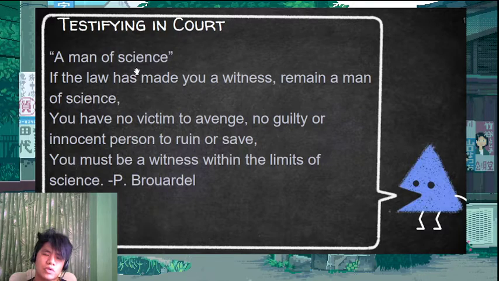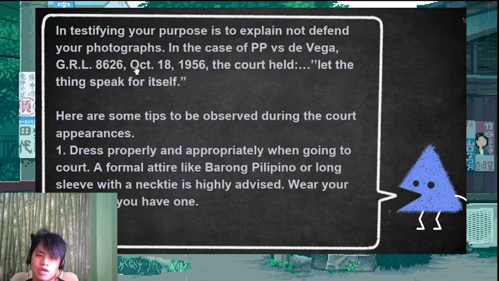So, whatever is provided within the rules of science, that is the only thing you should present. For example, if the evidence is lacking, even if you know that he is the one who did it, you should still base on the evidence, even if it is lacking. In testifying, your purpose is to explain, not to defend your photograph. The purpose is to explain the photographs you represented in court.